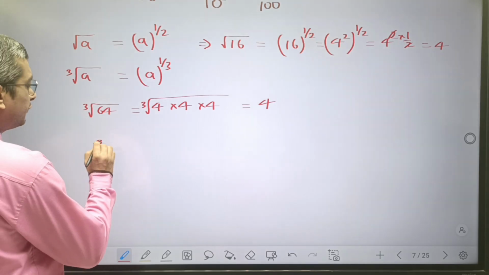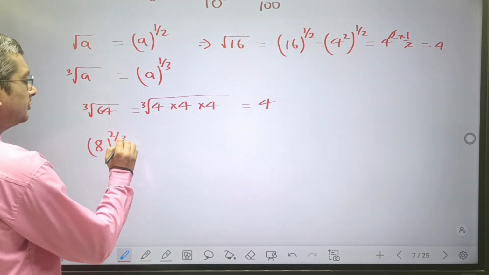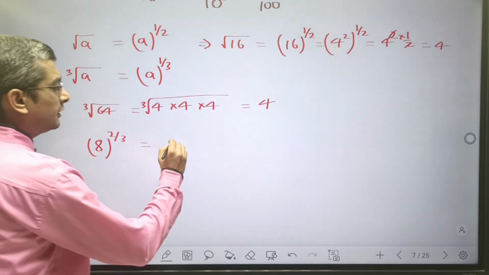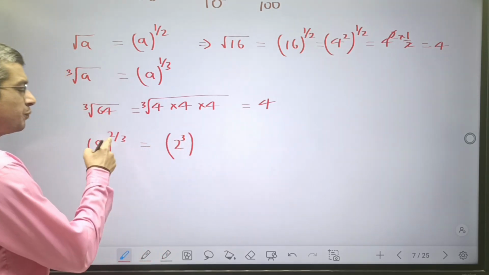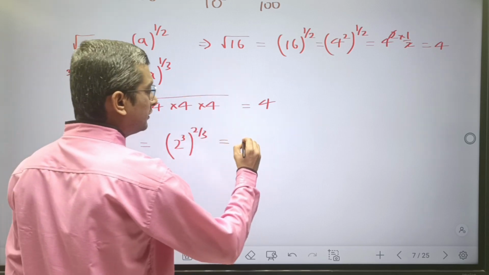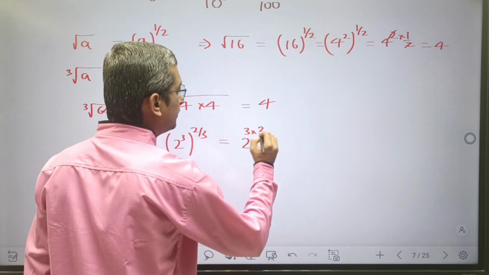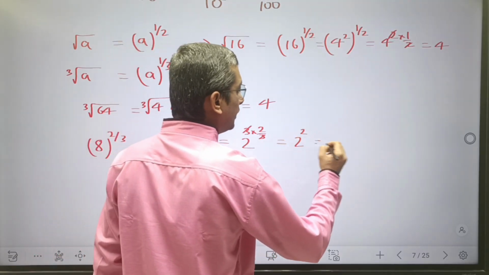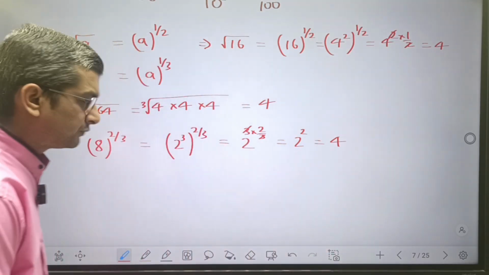Now, many questions, for example if you have to solve 8 to the power 2 by 3, this 8 can be written as 2 cube, whole power 2 by 3. We have just learned that these powers get multiplied, so this is 3 into 2 by 3, this 3 gets cancelled, so we are left with 2 square, and the final answer is 4.